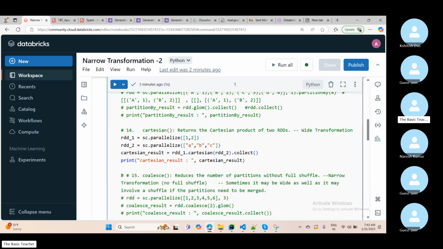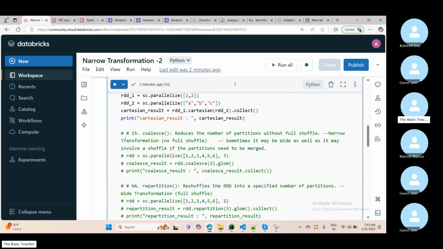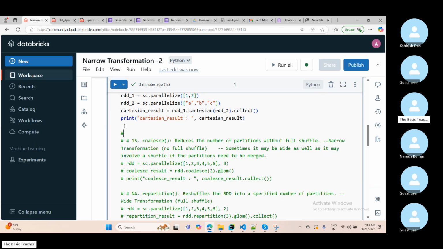Next we have coalesce. This is a very hot topic for interviews, I can say. Coalesce comes paired up with repartition. Anyway, we are going to discuss coalesce and repartition in much more detail, but here I will give some overview just for this example. So coalesce and repartition both are used to increase or decrease the number of partitions.